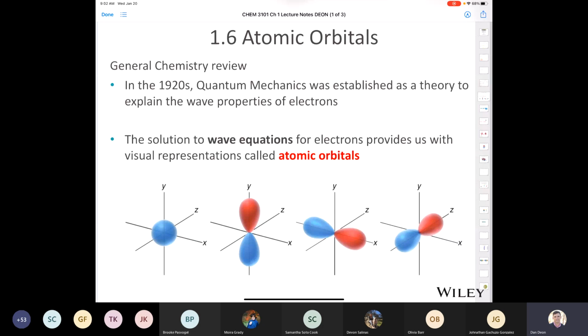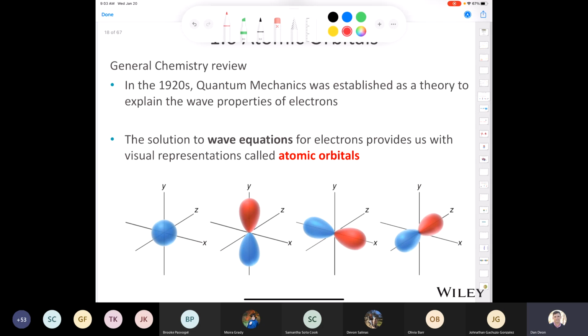Quantum mechanics was developed to help understand and explain the wave properties of electrons. You should know a little bit about the Heisenberg uncertainty principle and how, when you get down to the size of an electron, it can be regarded as a particle, but it is not governed by Newtonian physics, like a baseball would be, something that we can see with the naked eye. And an electron not only has the properties of a particle, which was proven by Albert Einstein when he demonstrated the photoelectric effect, but it also has wave properties. And you should know that the solution to wave equations provides us with visual representations that we call the atomic orbitals.